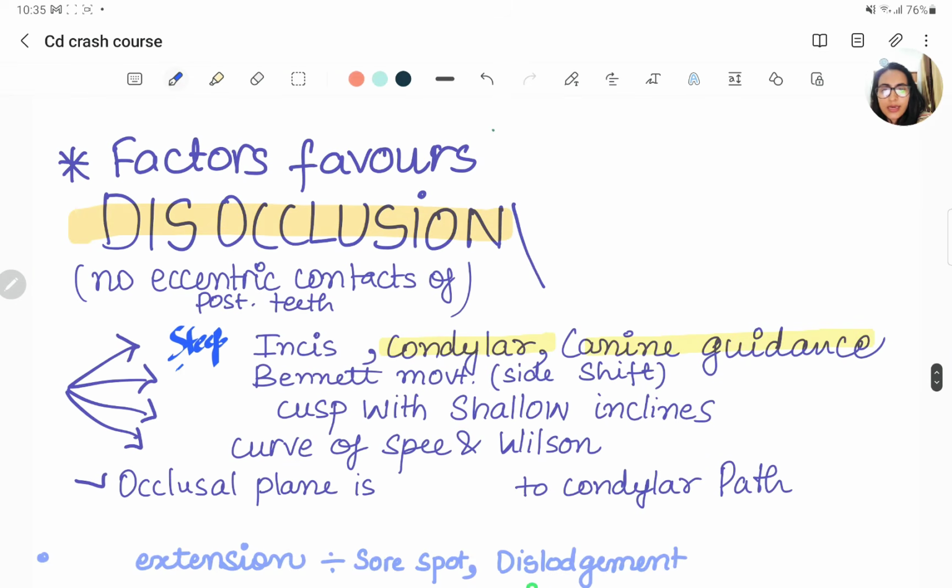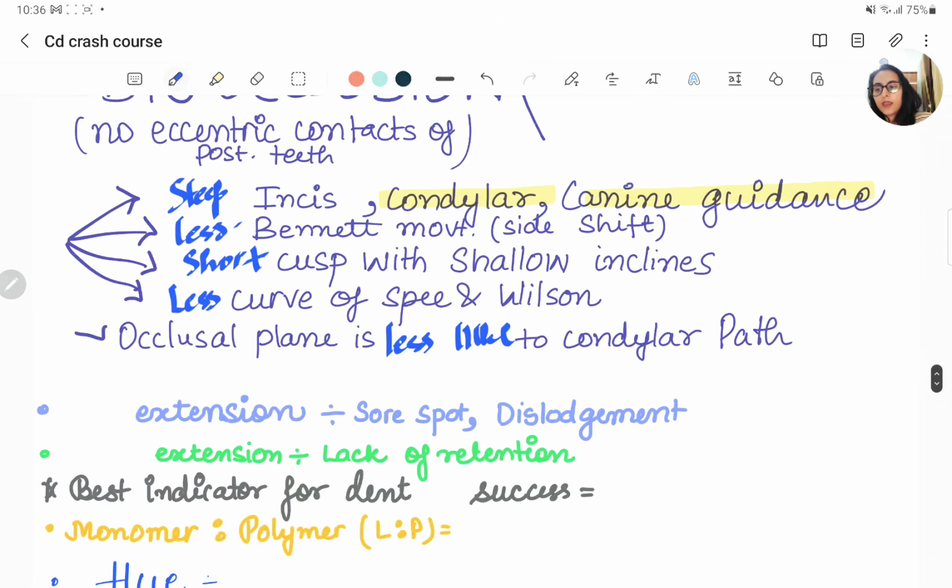So there is less Bennett movement or less side shift also creates disocclusion. Short cusps with shallow inclines also create this disocclusion. And when there is less curve of Spee and Wilson, it creates disocclusion. If the occlusal plane is less parallel, then it will create the disocclusion. So remember, steep in all the guidances, incisal, condylar, canine, rest everything is less or short.